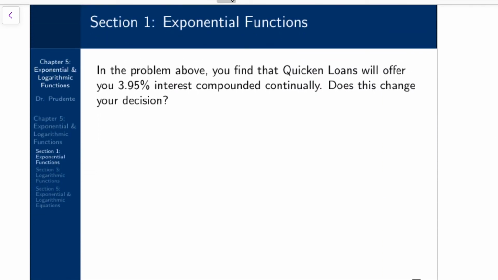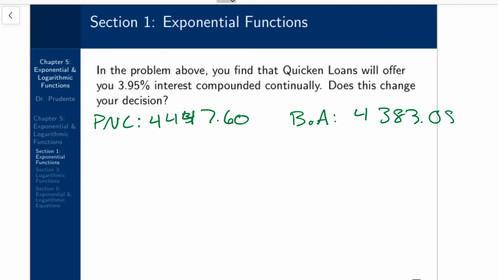So let's say, for example, we have our two banks from before, and let's remember, for PNC, our account was $4,447.60, and for Bank of America, our account was $4,383.08. So let's say now Quicken Loans is trying to be competitive. So they're going to offer the second highest interest rate of 3.95%, and they'll say they'll compound it continuously. So before PNC was our winner, does this change our decision? Will this give us more money in our account than PNC?